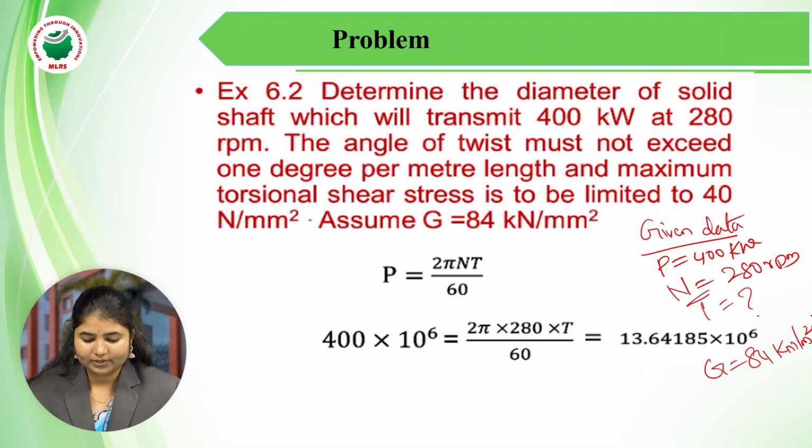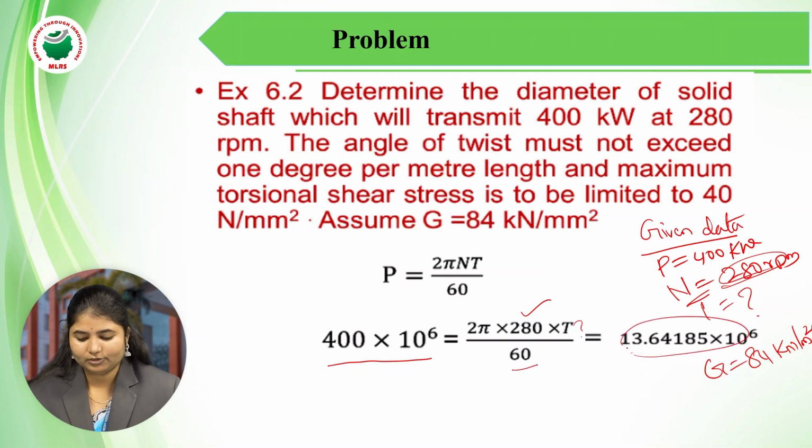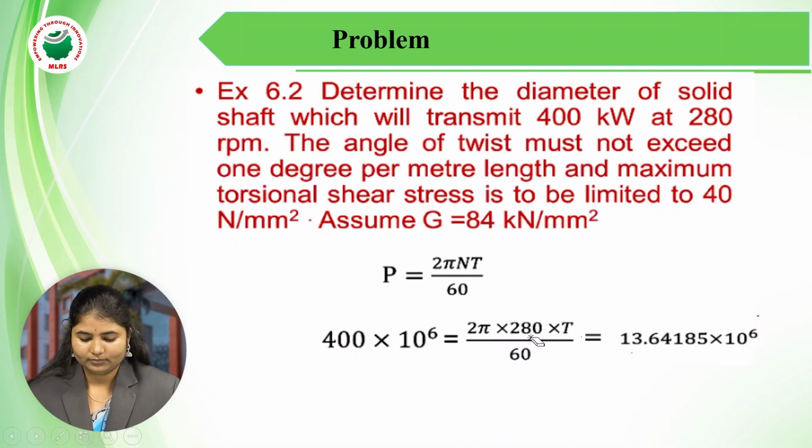See here, the formula for power is 2 pi n T by 60. Then power, 400 into 10 power 6, is equal to 2 pi into 280 RPM into T, which we need to find, by 60. So we got the solution. The value of torque is 13.64 into 10 power 6.